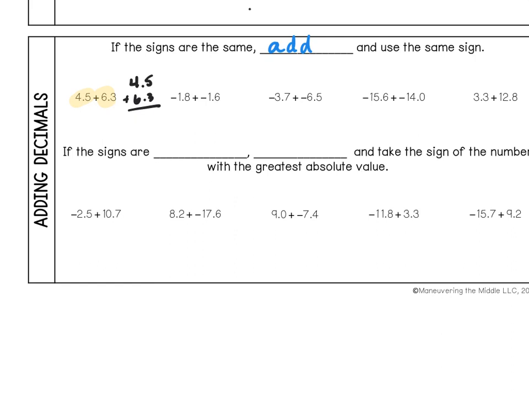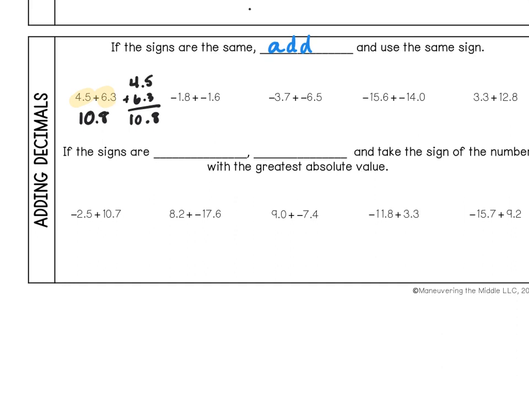So the tenths column is lined up, the decimal points are lined up, and the ones column is lined up. So this is 8. I drop down the decimal where it is, and 4 plus 6 is 10. So our answer is positive 10 and 8/10.